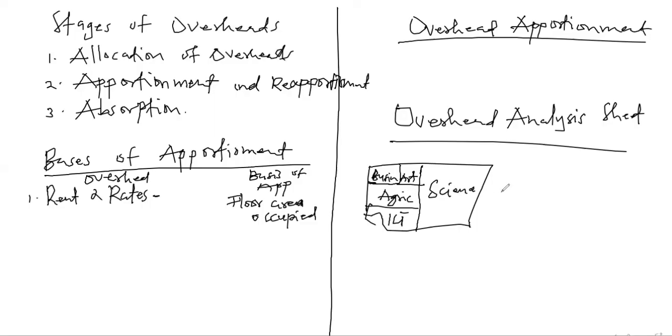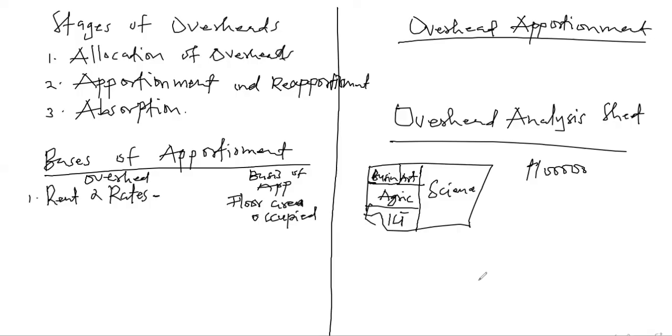So if the total rent and rate for this whole building is, let's say, 100,000 Ghana cedis, you wouldn't expect that the portion occupied by the business department and the portion occupied by the art department should be paying the same amount as the science department, which is occupying almost half of the floor area. It wouldn't be fair.